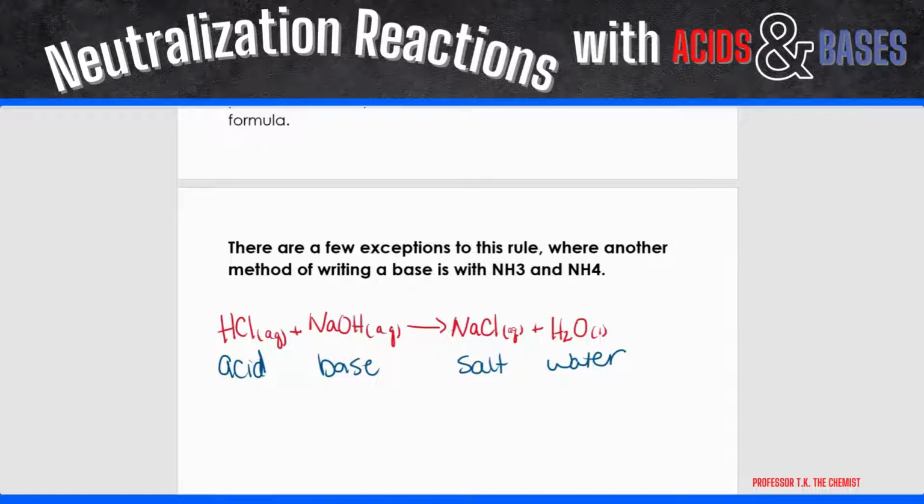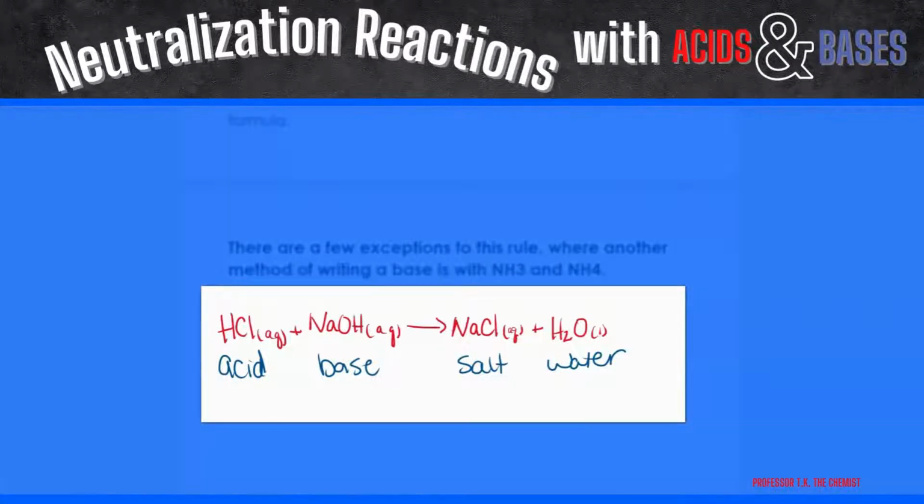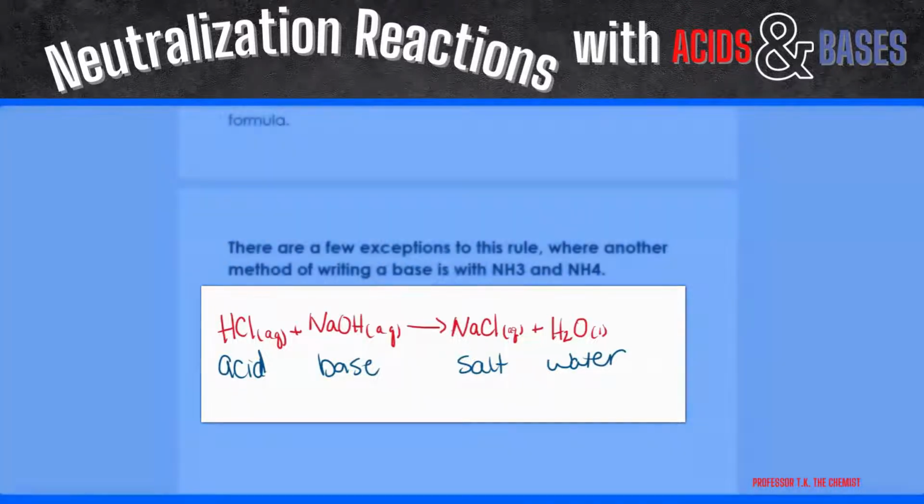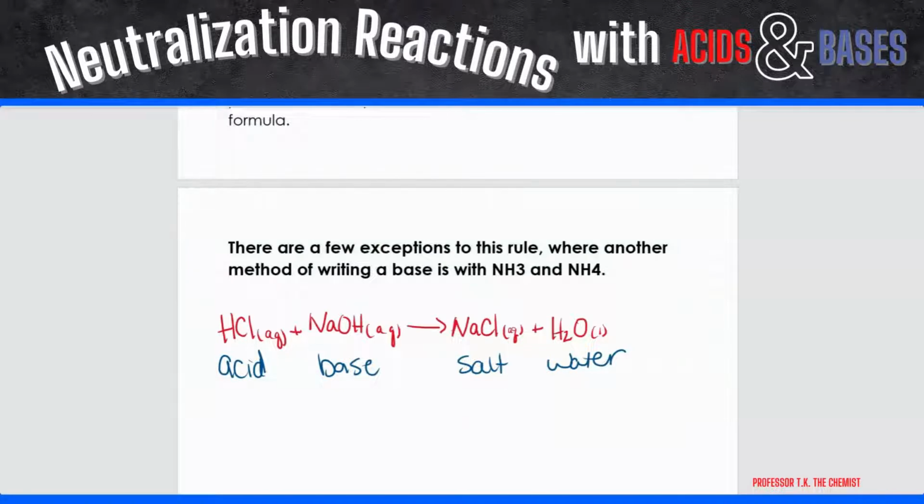Now, I'm going to give you an example of how to identify a neutralization reaction. You have HCl, which is your acid, NaOH, which is your base. It produces NaCl, which is salt, and water. Okay, so that's one example that you can keep in mind. I also want to show you some other examples. Stay tuned.